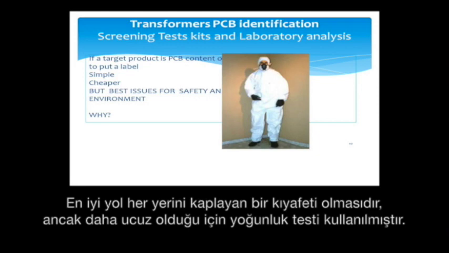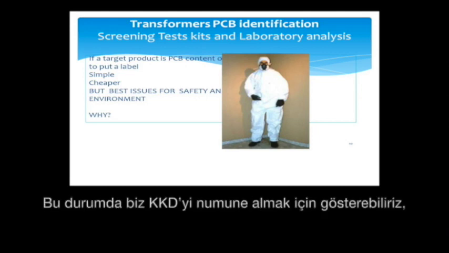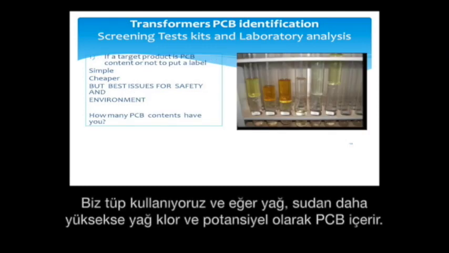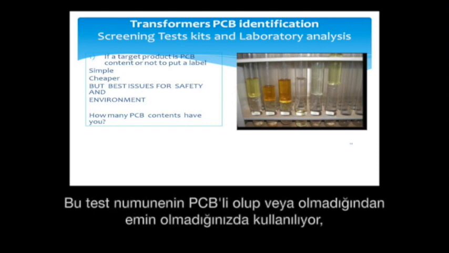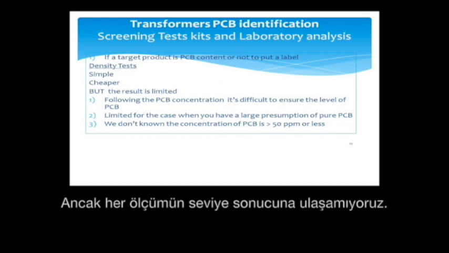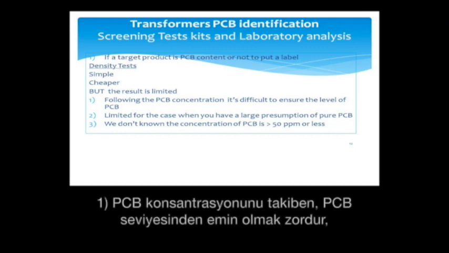The best way is to have cover clothes, but density is used because it's cheaper. In this case, we can show the PPE to make sampling. We are using a tube, and if the oil is upper than water, the oil contains chlorine and potentially PCB. The test is used when you are not sure to have PCB or not, but we don't have a result of the level of each measurement.